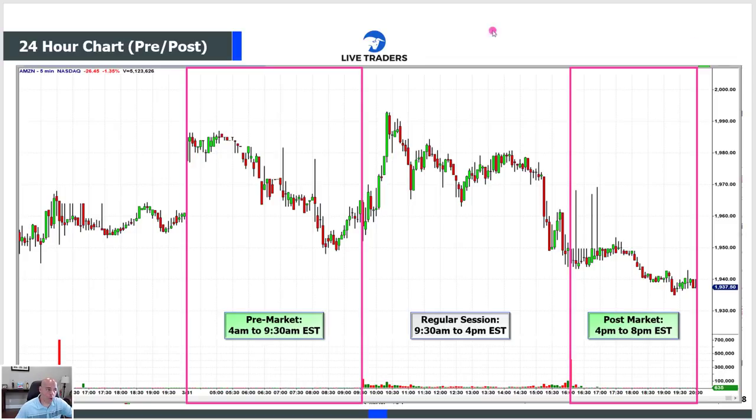This is combining both the pre and the post-market, okay? So you can see a big pink block here. This is from 4 p.m. close up until what? Oh, I'm sorry, 4 a.m. open, I apologize.